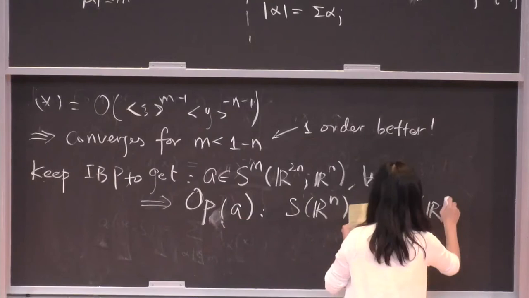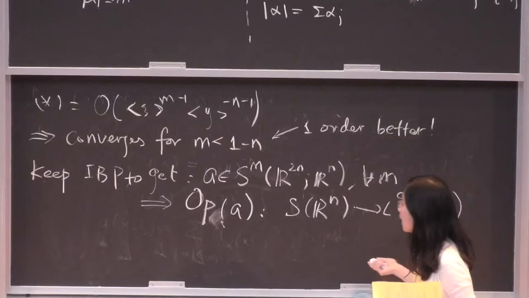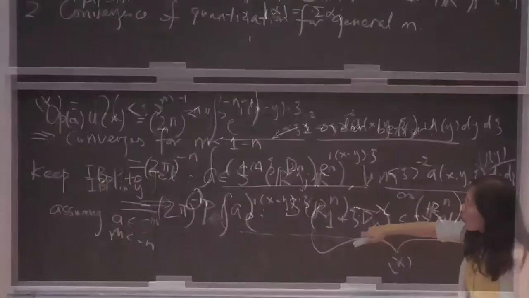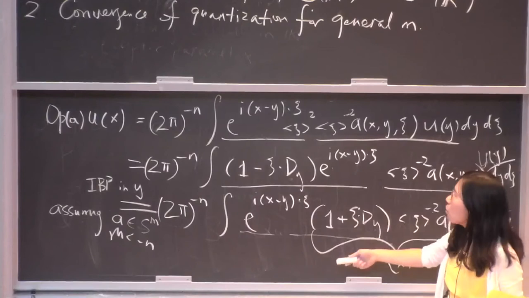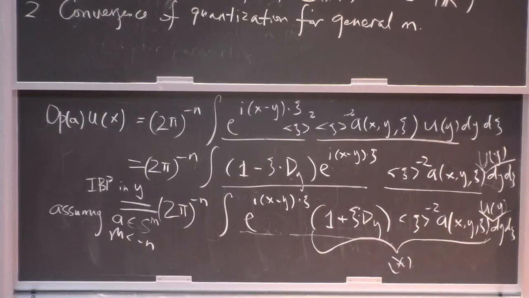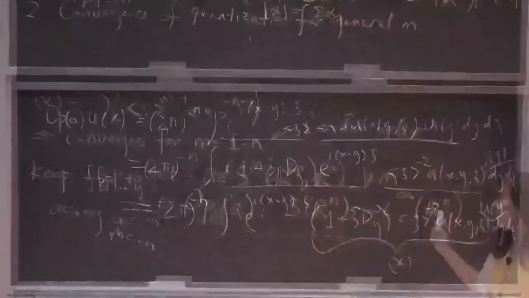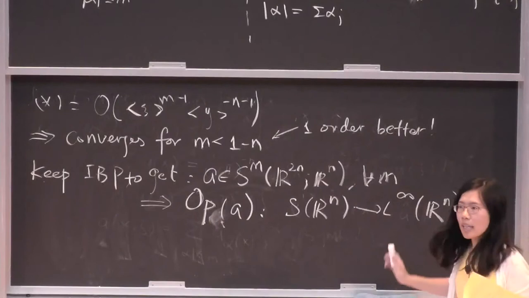So what I mean here is that no matter what A I put in the beginning, I can always do this integration by parts, and in the end, it acts on u. What I get is the thing that converges in the end. And that's my operation. This operation would converge as long as you put in a Schwartz function. I'll get a bounded function out. All right, so that's the first step.